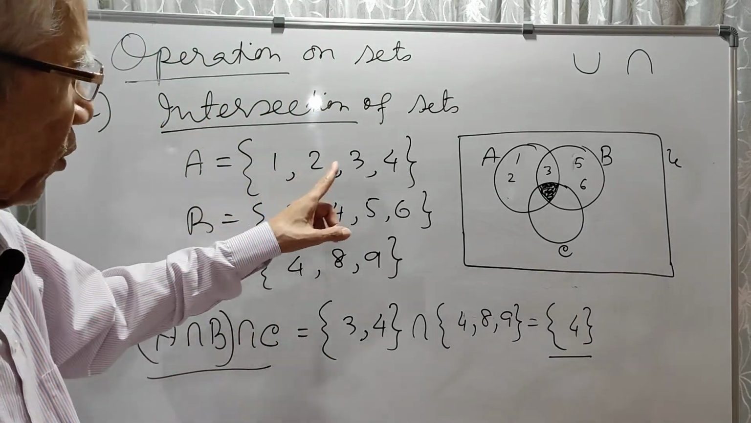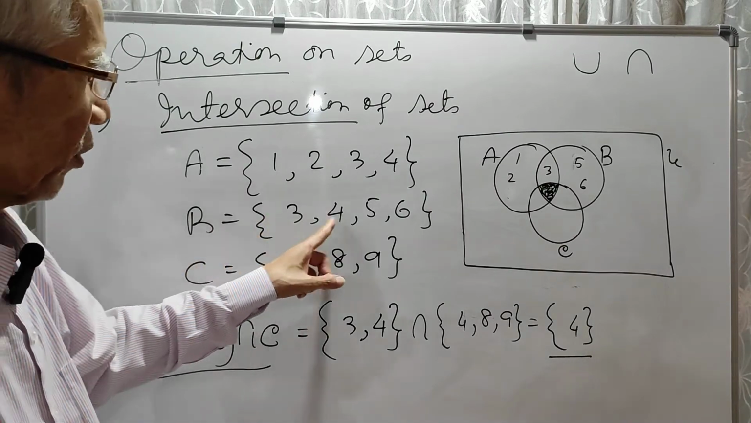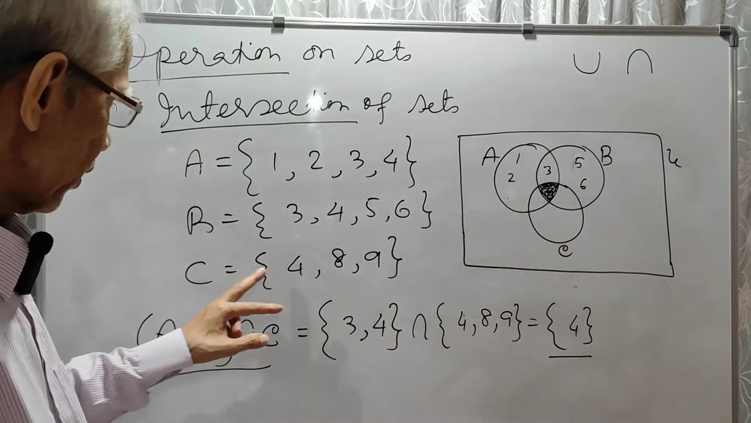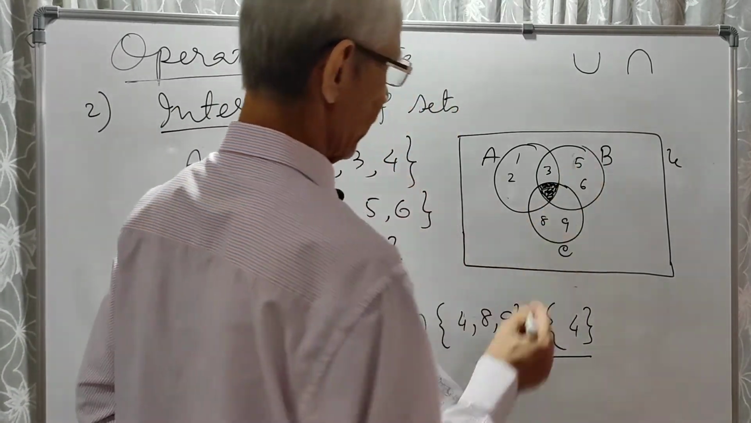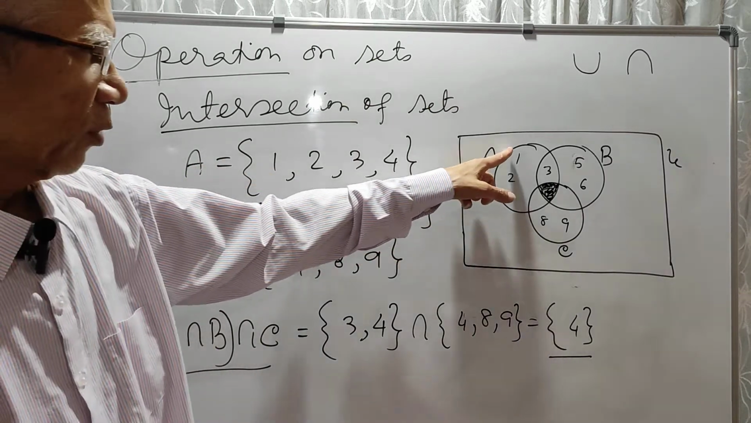A contains 1, 2, 3, and here 4. B contains 3, 4, 5, 6. This is B. And C contains 4, 8, 9. This is 4 here, 8, 9. So if you want to put the elements like this, A contains 1, 2, 3, 4.